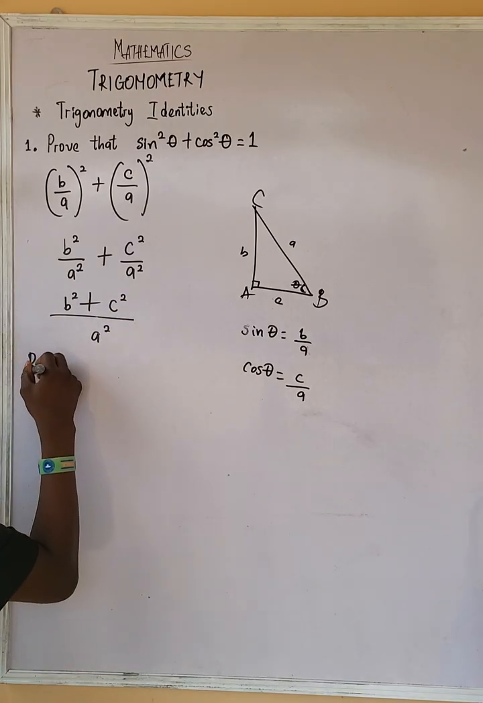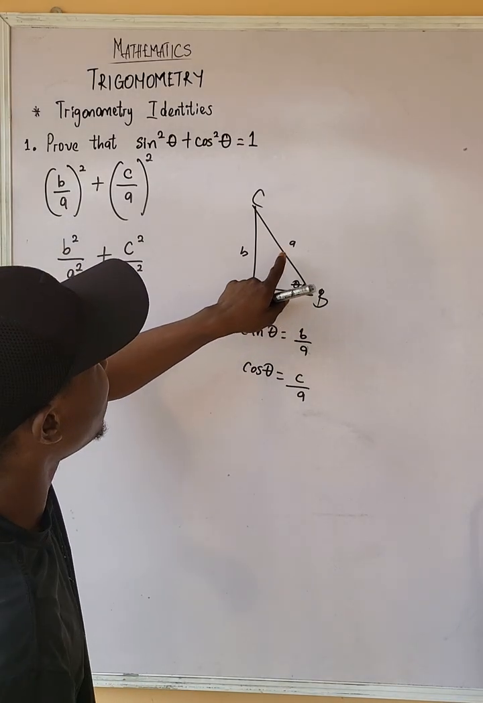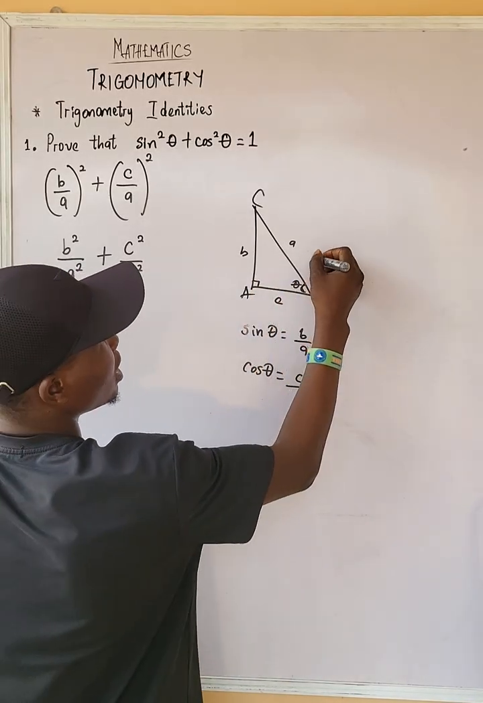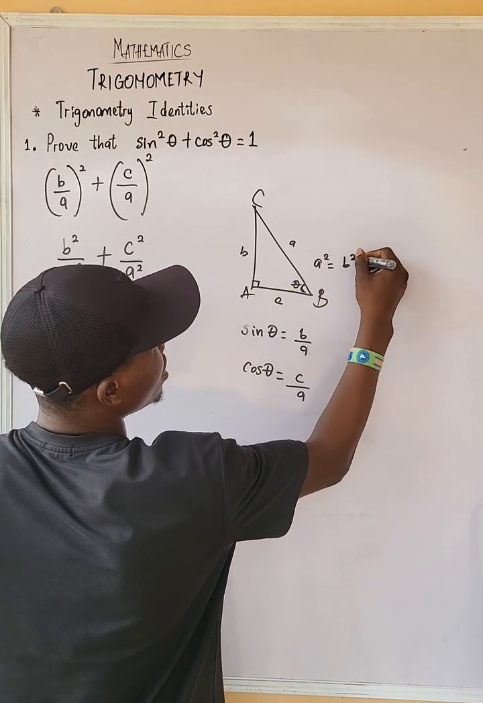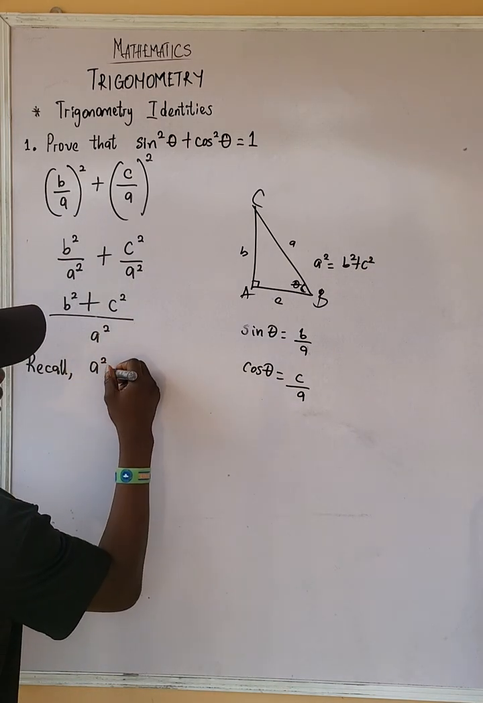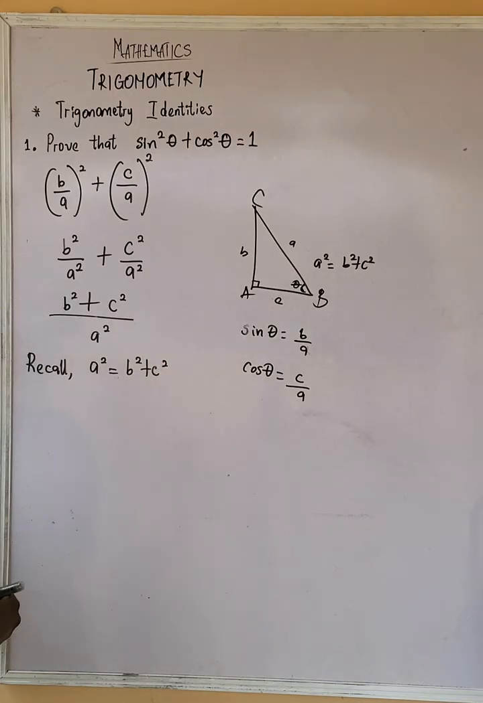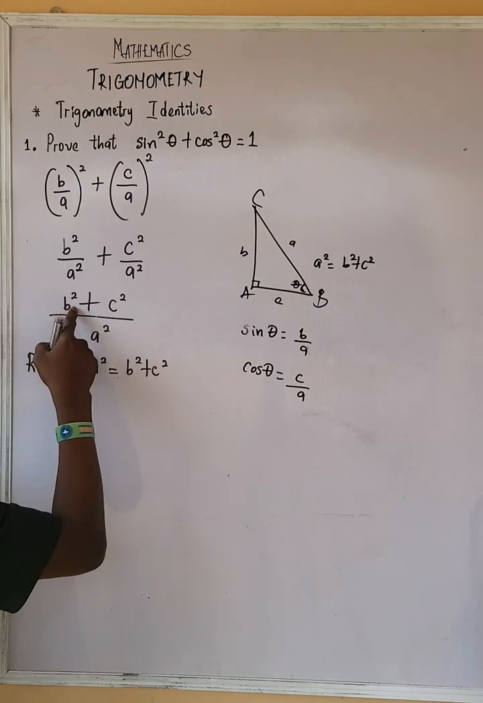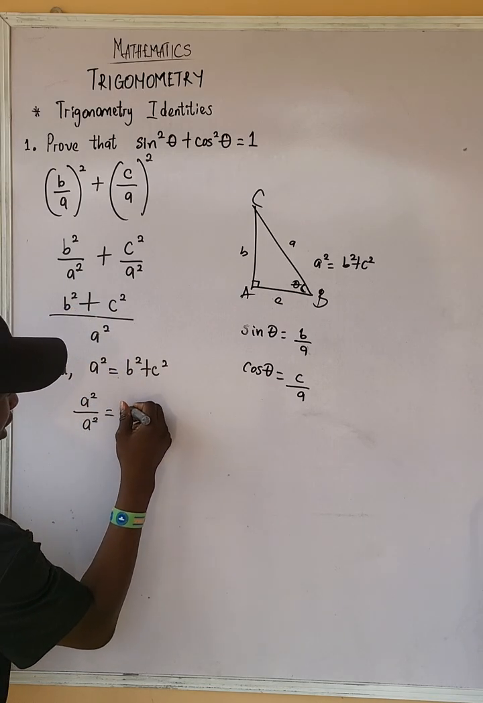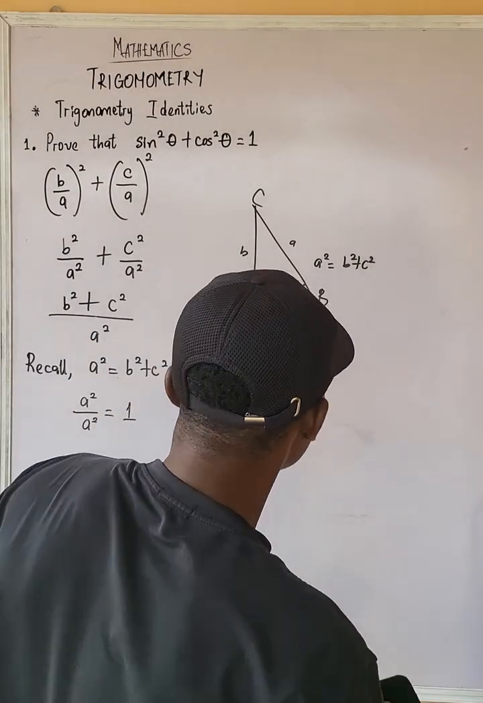So recall, from the Pythagoras theorem, the hypotenuse squared equals the opposite squared plus the adjacent squared. What's our hypotenuse here? That's A squared equals B squared plus C squared, right? So when you recall that A squared is equal to B squared plus C squared, then this B squared plus C squared has now become A squared, over A squared, and it's going to be equal to 1. Do you understand? So it is actually true.